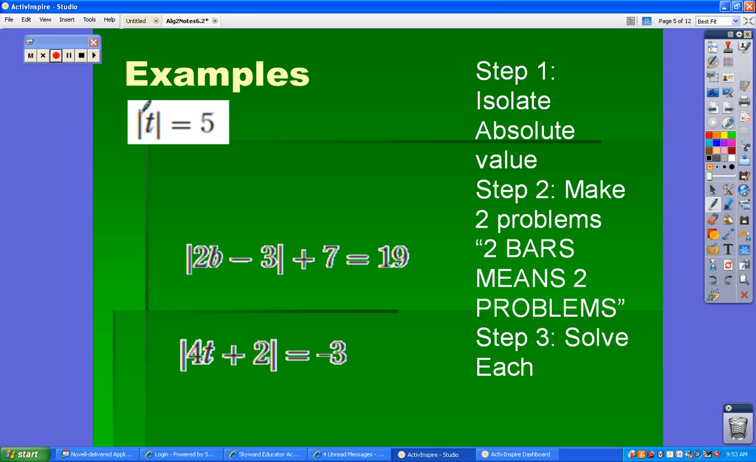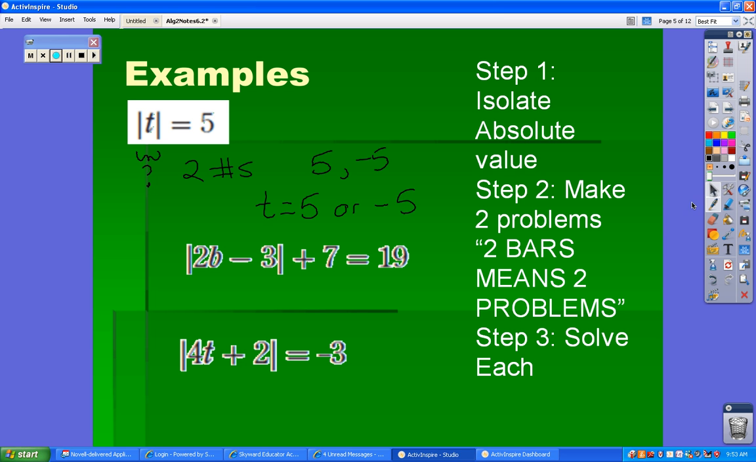This is saying the absolute value of some number, we're trying to figure out what that number is, equals 5. Some number's distance from 0 is 5. Well, we know there are 2 numbers whose distance from 0 is 5. What are those 2 numbers? 5 and negative 5. And those are the 2 answers, t equals 5 or negative 5.